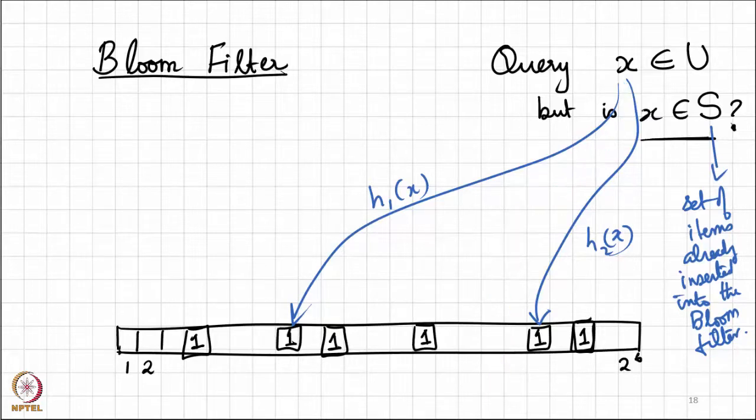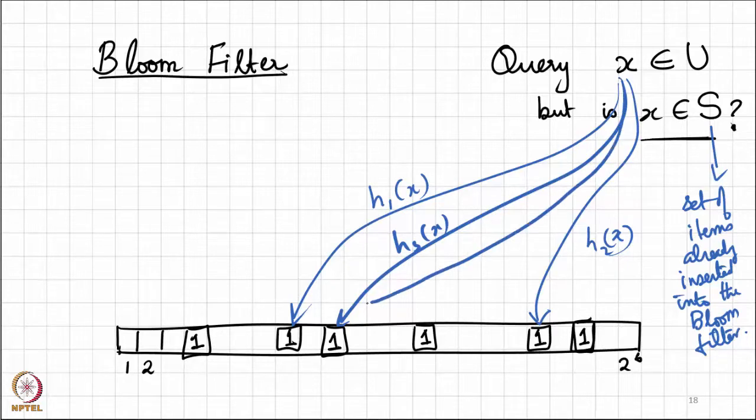On the other hand, suppose all the hash functions, say h3 of x leads to a 1 and so on, and including, say, hk of x, if all of them lead to indices within the Bloom filter where we see a 1 bit stored, then we will respond saying x is in the set S. And it's easy for you to see that there is still a possibility of having made a mistake.